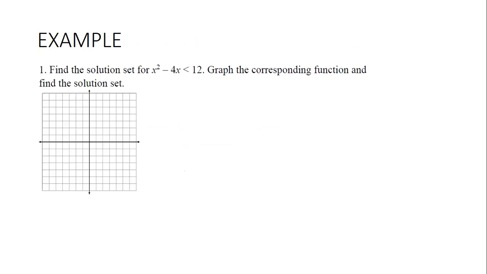So here we have x squared minus 4x is less than 12. First step is that this has to be by itself. So we have x squared minus 4x minus 12 is less than 0. By hand, is this doable? This is so much faster to do by hand. Do we agree? Because I can easily factor this.